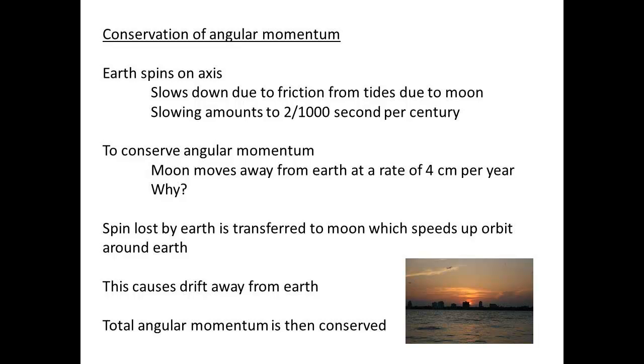As the Earth spins on its axis, it is slowing down as a result of friction with water and tides caused by the Moon. This slowing down effect amounts to slowing the spin by around 2/1000ths of a second each century. So if angular momentum is to be conserved, something else must happen. In fact, the Moon is moving away from the Earth at a rate of 4 centimeters every year, because the spin lost by the Earth is being transferred to the Moon, which then speeds up in its orbit around the Earth. This causes it to drift slowly away from Earth, so total angular momentum is conserved.